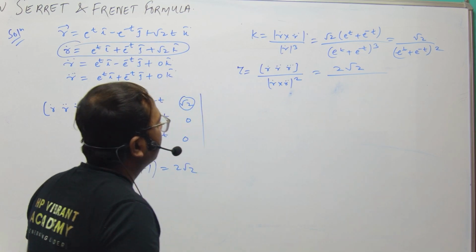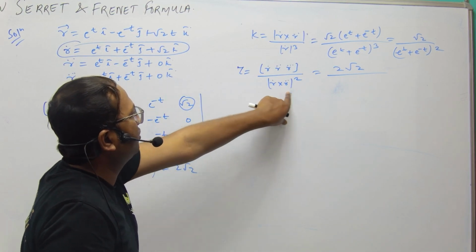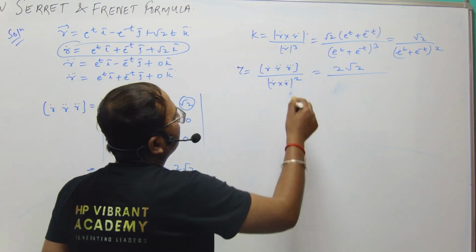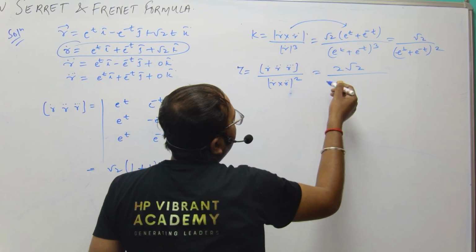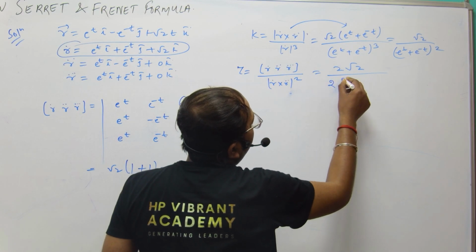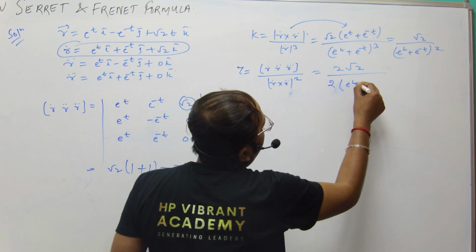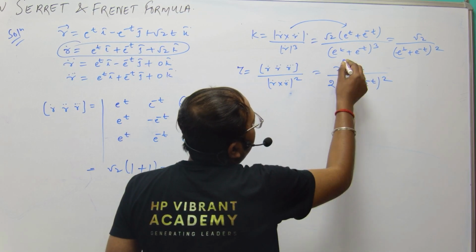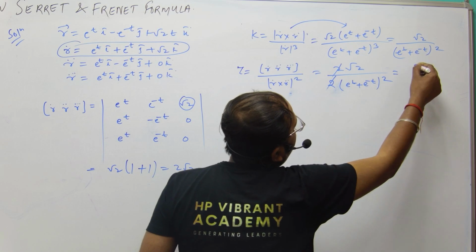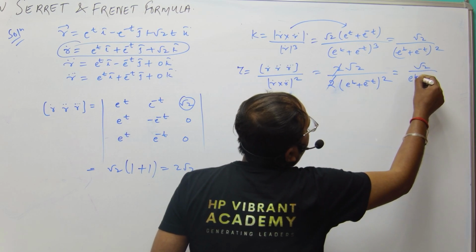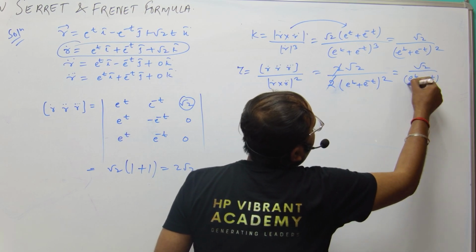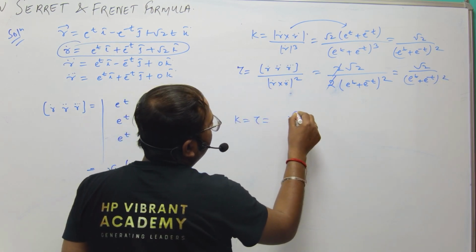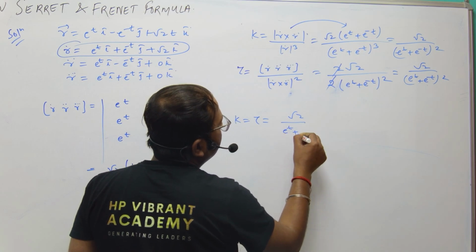This is divided by the modulus of r dot cross r double dot whole square. This expression whole square, so this is 2 times of e to the power t plus e to the power minus t whole square. This gets cancelled, and we have torsion equal to root 2 upon e to the power t plus e to the power minus t whole square. We have curvature the same as torsion, and this is equal to root 2 upon e to the power t plus e to the power minus t whole square.